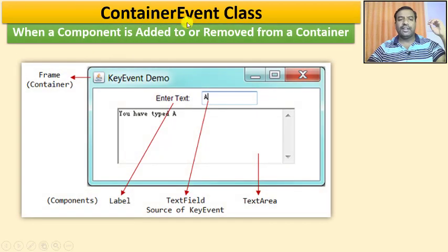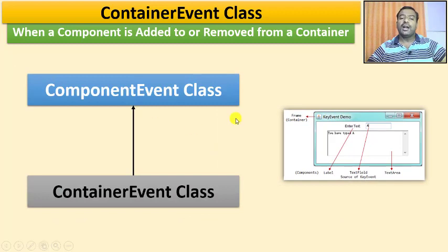Now when I talk about container event, as I told you, when I have components, the component should be inside a window, and that window we call a container or container frame. That is where we add or remove components; we add a component to a container or remove a component from a container. So if I want to add a component, it should be to a container. If I am going to remove a component, obviously it should be from a container. This is what the container event class is about. And as I told you, the container event is a subclass of component event.